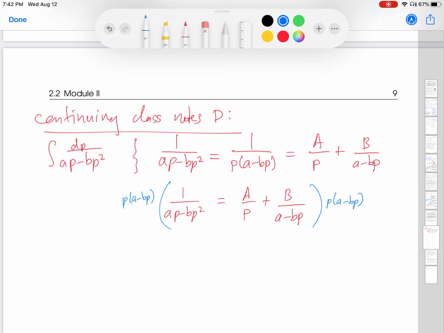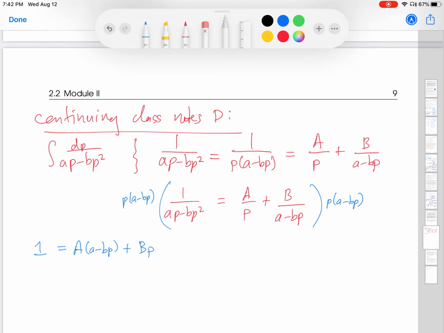And as we saw before, this part on the left-hand side just gives us the numerator, which in this case is still 1. And then on the right-hand side, we just cross-multiply. So we get A times (a − bP) plus B times P. Okay, and then choosing again some very well-chosen values for A and B.